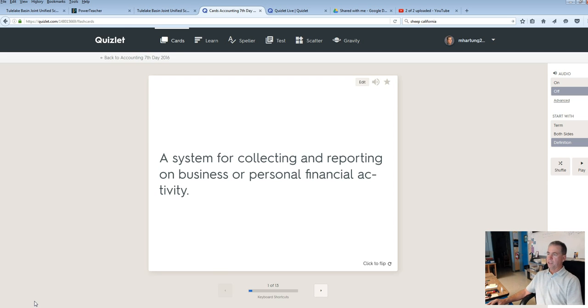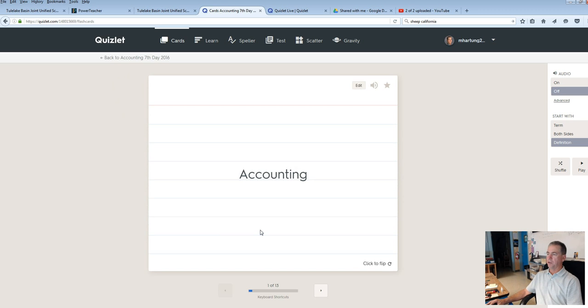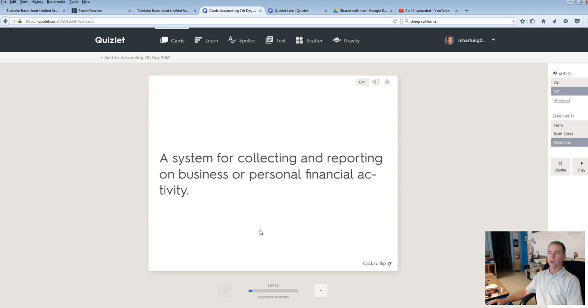A system for collecting and reporting on business or personal financial activity. So this is accounting, and the whole purpose of accounting is to record transactions, analyze what's going on in the business, and use that information to make informed decisions.